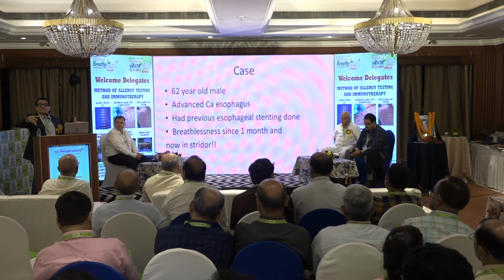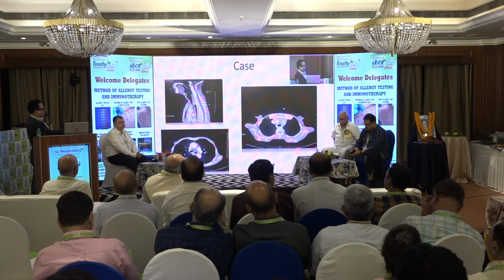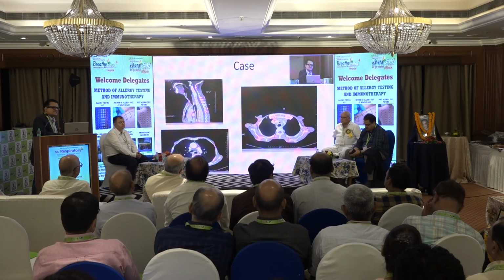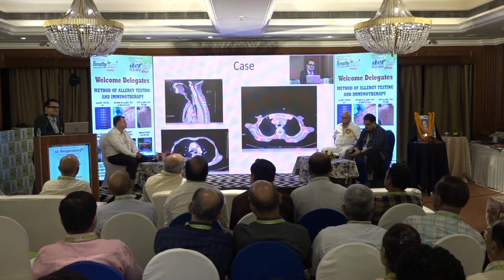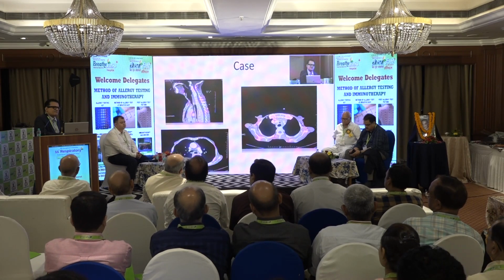Now, this is a case of advanced carcinoma of the esophagus. This patient has had esophageal stenting done. Mind you, the esophagus is present behind the airway. If the esophageal tumor expands, if you put in a stent, it can compress the airway. And now after the esophageal stent, as the tumor is expanding, the patient comes with difficulty in breathing and stridor. Look at this. This is the esophageal stent, and look at this airway. This airway should be big. This is completely narrowed here.